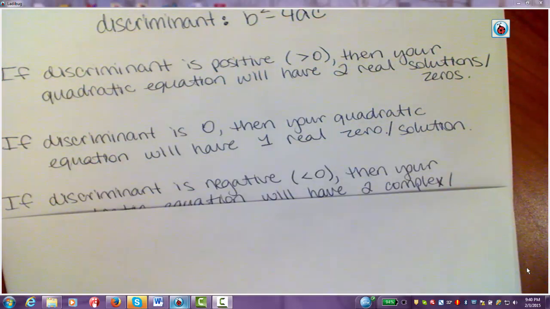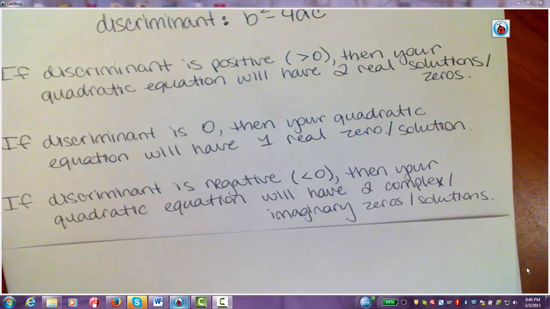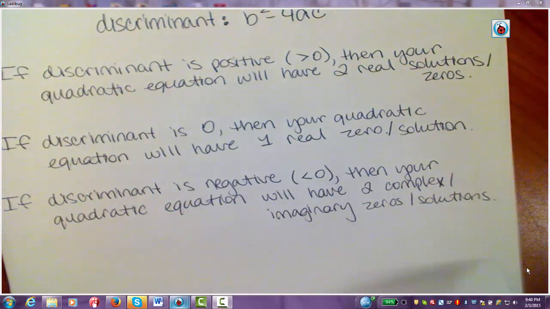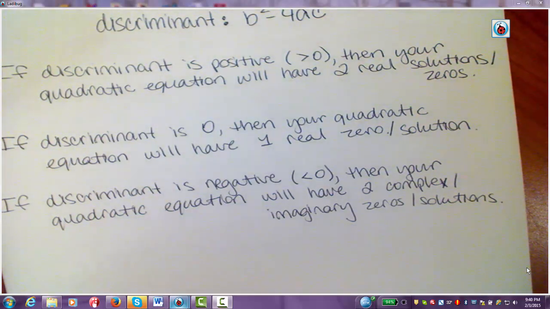Alright, so lastly, if your discriminant is negative, meaning less than 0, then your quadratic equation will have two complex or imaginary solutions. So let's go ahead and get started with an example.